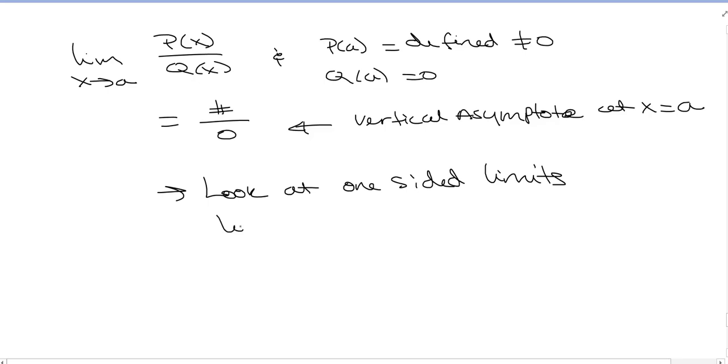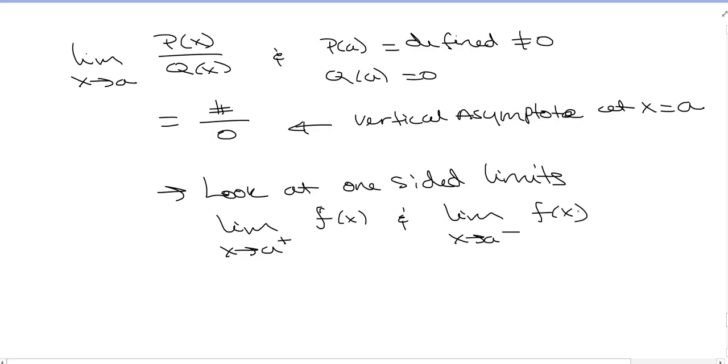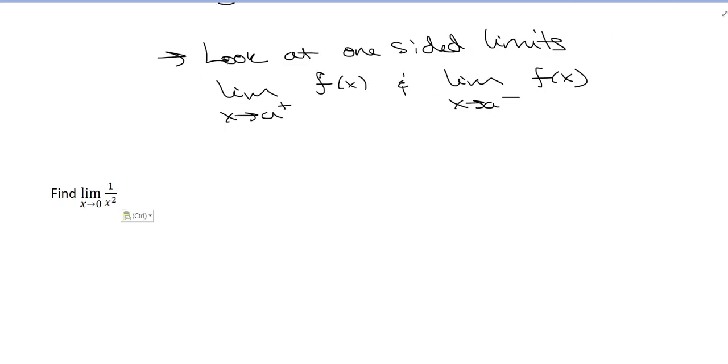So that means you're going to look at the limit as x goes to a from the right of your function and the limit as x goes to a from the left of your function. So let me copy that function again. So I have my limit as x goes to 0 of 1 over x.